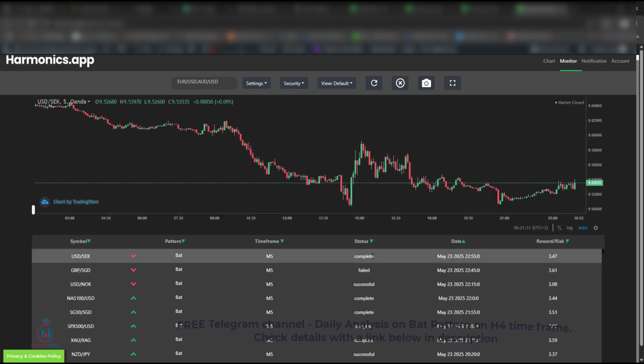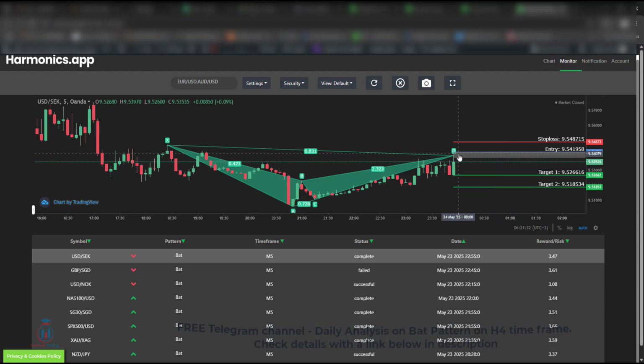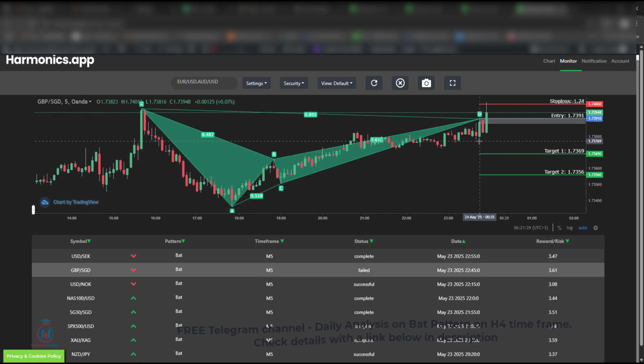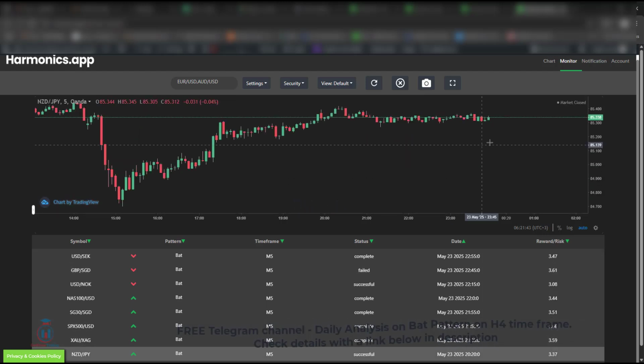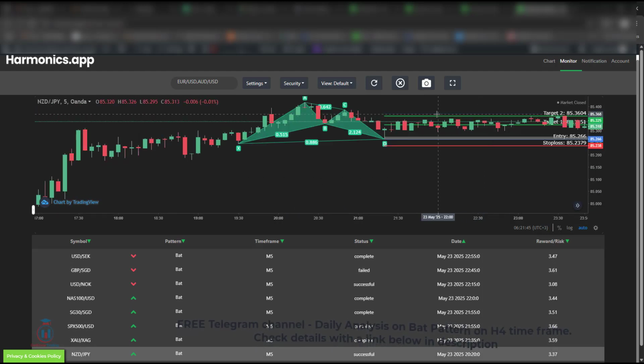You have complete, which means it's still open to be traded. The price did not reach take profit level, and the price did not reach the stop loss. Then we have failed, which means the price has reached the stop loss level, and we have successful, which means the price has reached take profit level 2. So this is how you can use the Harmonic Step Scanner in your favor.